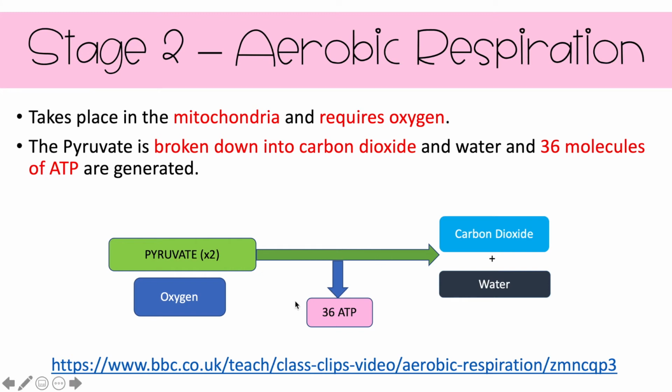During these reactions, carbon dioxide and water are formed, and a further 18 molecules of ATP are synthesized for every pyruvate, so we get 36 in total. The carbon dioxide and water are released as the waste products of respiration. This second stage of respiration requires oxygen to take place, so we call it aerobic respiration.